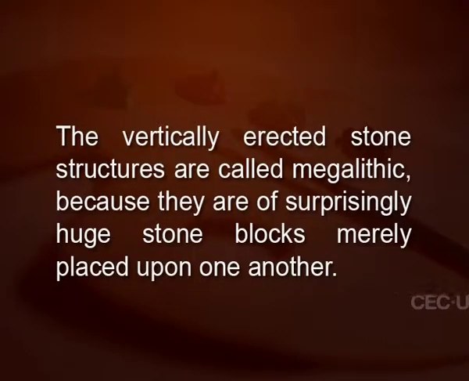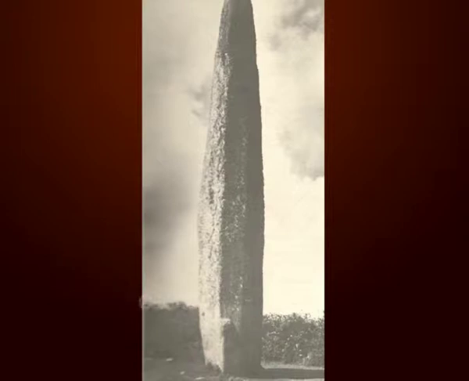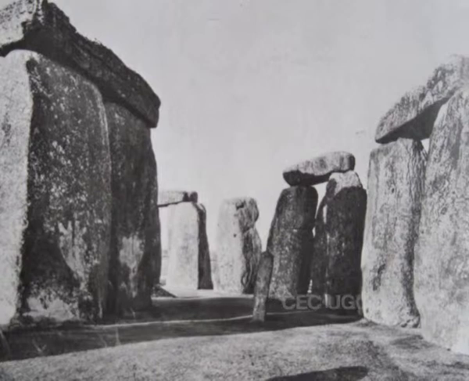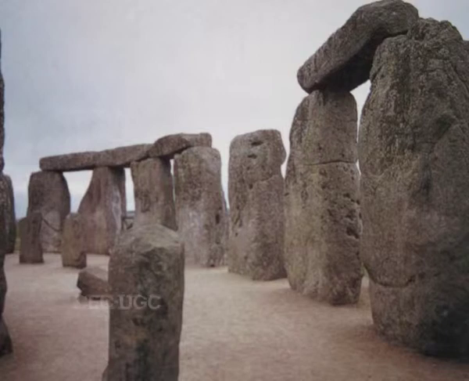The vertically erected stone structures are called megalithic because they are of surprisingly huge stone blocks merely placed upon one another. Their basic function was religious, not aesthetic, rooted again in the belief in the spirit or soul. The single stone erected upright, called menhir, like the one at Kerloas, or the circularly arranged stone henges of Salisbury, was intended to provide a permanent abode for the dead person.